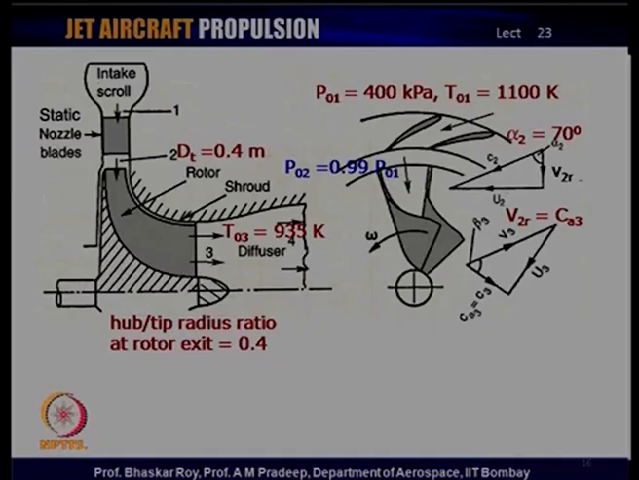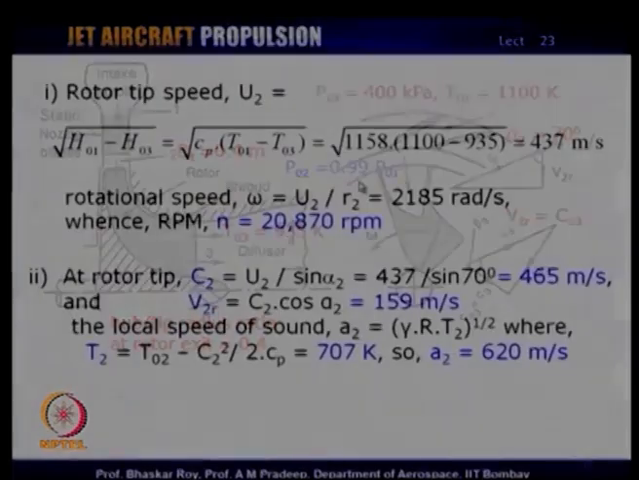The T03 prescribed is 935 K, and the hub to tip radius ratio of the rotor at the exit station. You see there is a hub station and there is a tip of the rotor at the exit, and this is prescribed as 0.4. So, these are the prescriptions with which we go forward. The loss across the stator nozzle is 1%. So, with this we move forward to solve the whole problem.